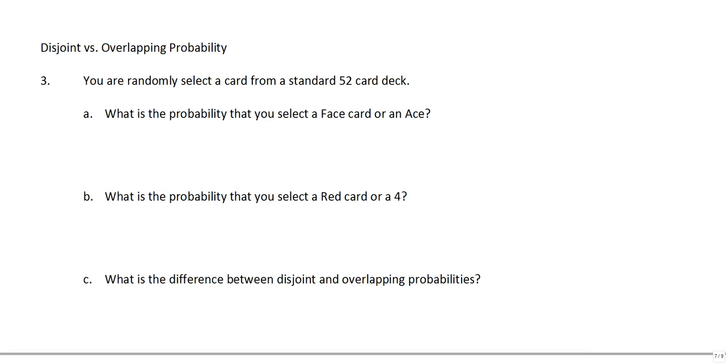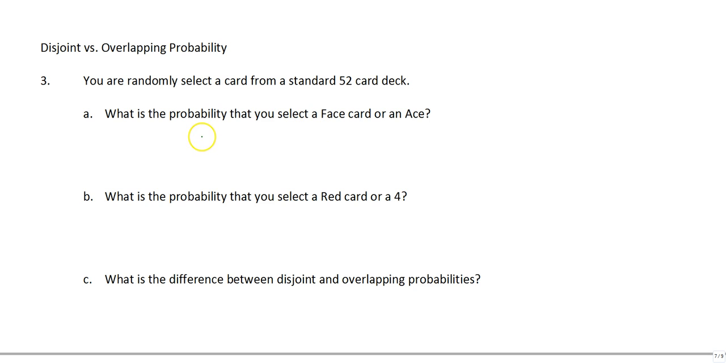Next example covers overlapping and disjoint. So overlapping is when they have things in common. And disjoint means they have absolutely nothing to do with one another. So if we take a standard 52 card deck, what's the probability that you get a face card or an ace? So remember, the formula for or, if they are disjoint, is we just add the 2 probabilities.